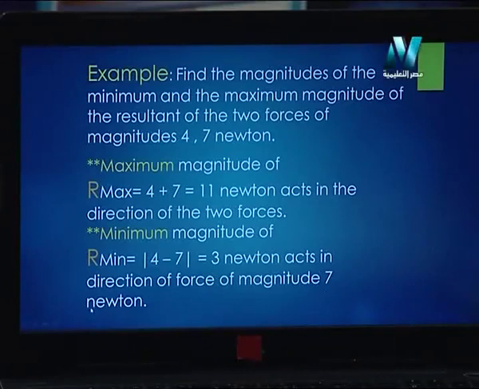Why does it act in the same direction as 7 and not 4? Because 7 is the greatest force, and we agreed that the direction of the greatest force will be the same as the resultant, or the resultant will take the same direction as the greatest force, which is 7 here.